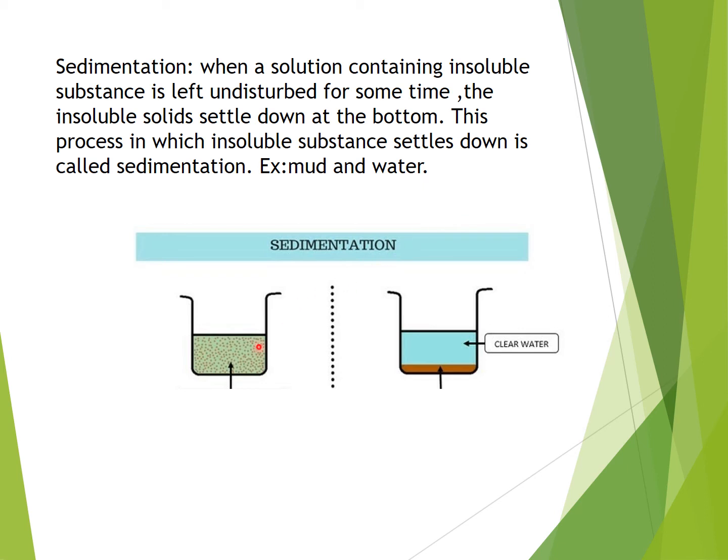Now the next one is sedimentation. When a solution containing insoluble substance like sand and water is left undisturbed for some time, what will happen is the insoluble solid or the sand is going to settle down at the bottom. This process in which insoluble substance settles down at the bottom is known as sedimentation. Example is mud and water or sand and water.